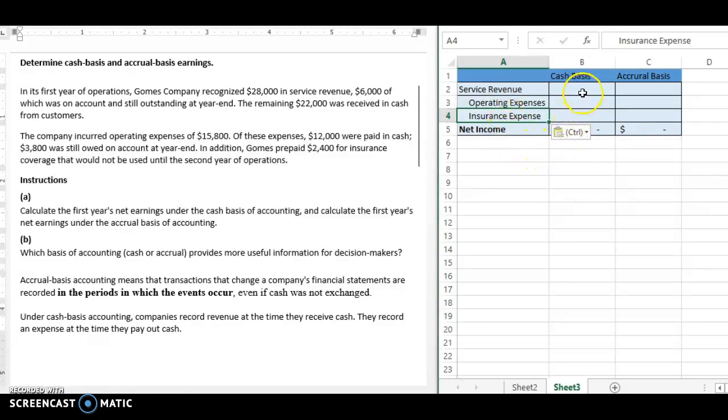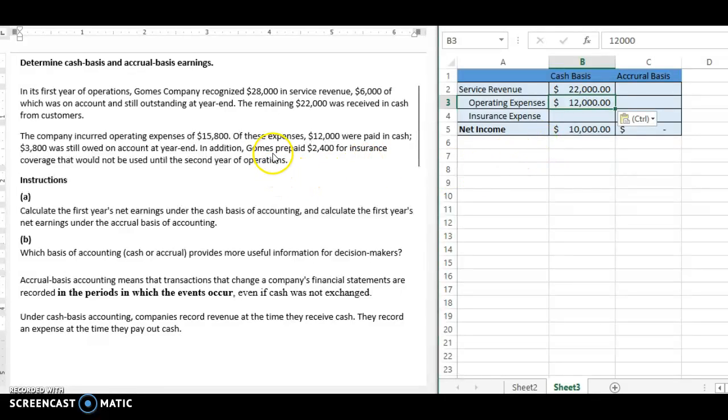So first we'll cover the cash basis. Under the notes we took about cash basis, they record an expense at the time they pay out cash. We read that the company received $22,000 in cash from customers. So we know that out of that $28,000, that is what they received. And then they had some expenses. Of those expenses, $12,000 were paid in cash. So out of those operating expenses, we know that $12,000 was paid in cash. So we'll put that there.